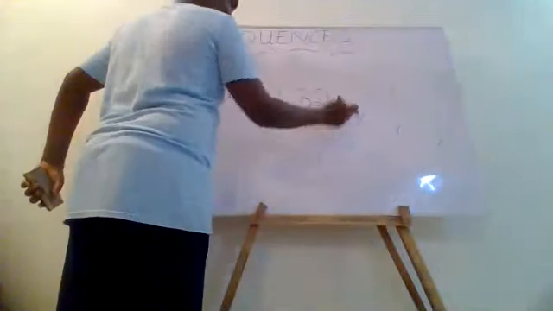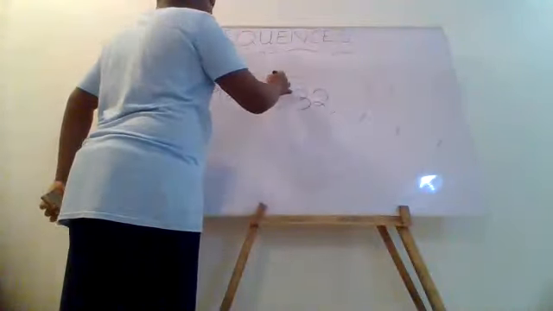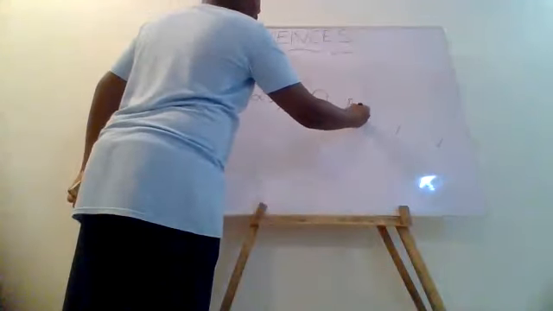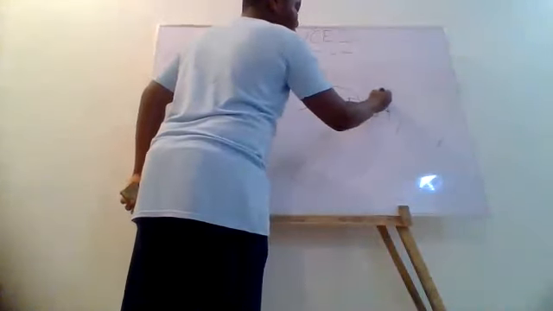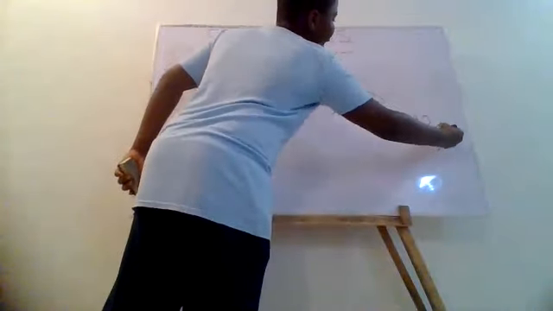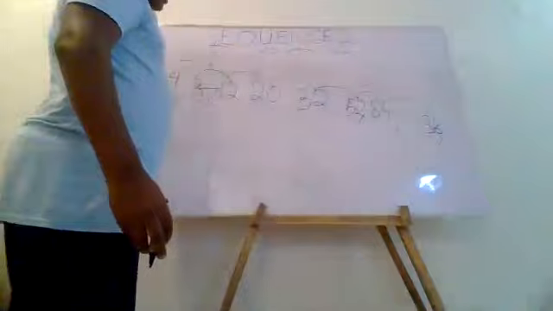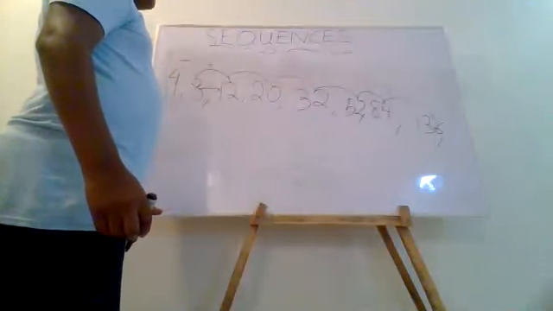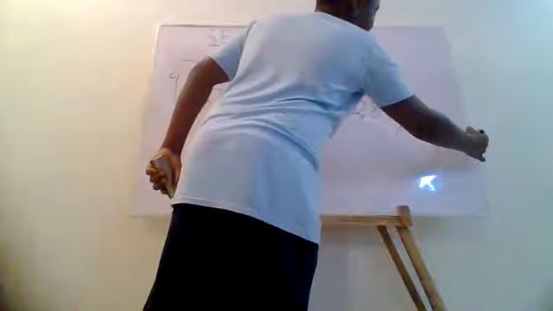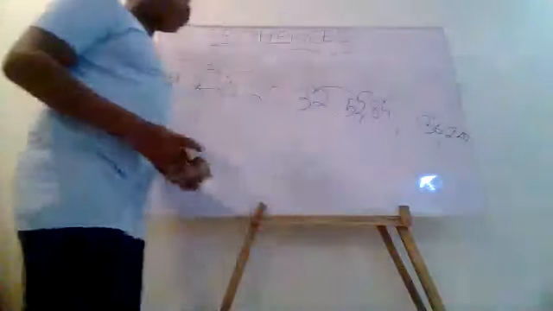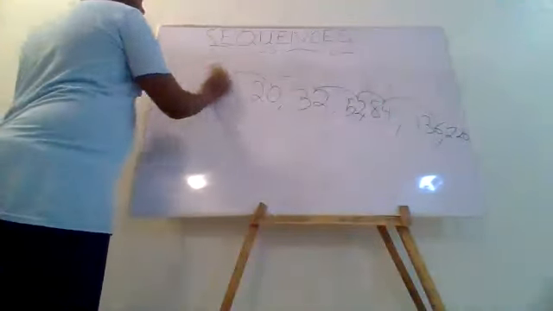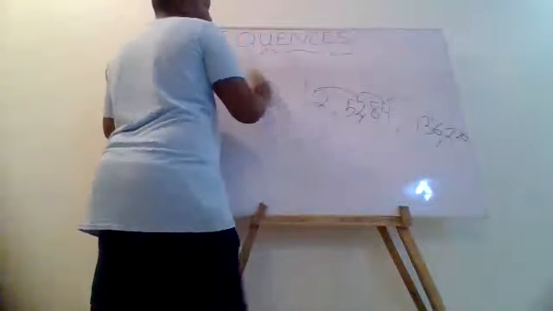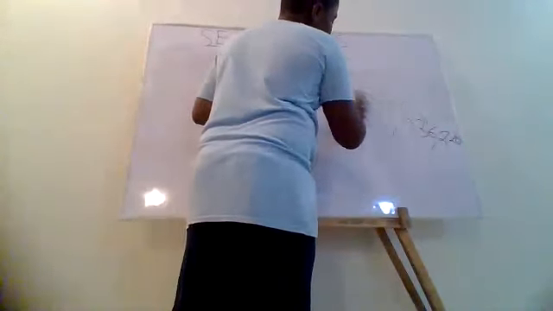Now to find our next terms, 32 plus 20 is 52. Now 52 plus 32 is 84. Now 84 plus 52 is 136. And lastly, 136 plus 84 is equal to 220. And the sequence goes on and on. So the Fibonacci code is actually not that hard to find. Now for our last example on the Fibonacci code, I'm going to make it a little bit tricky for you guys.